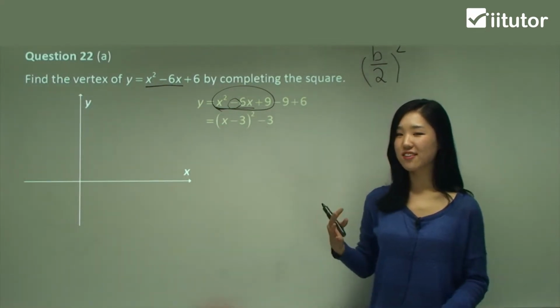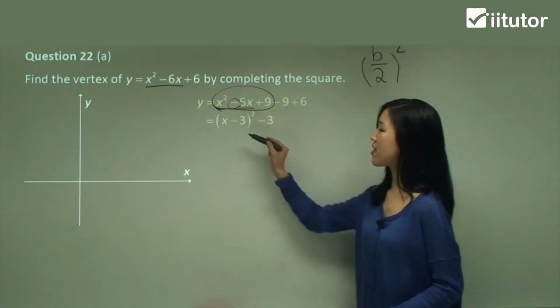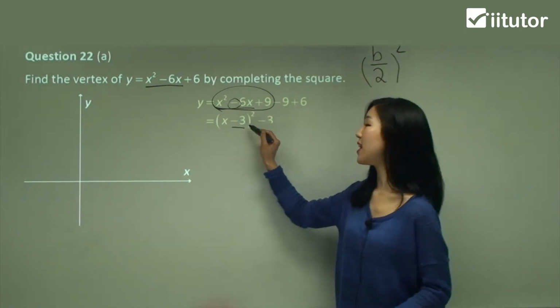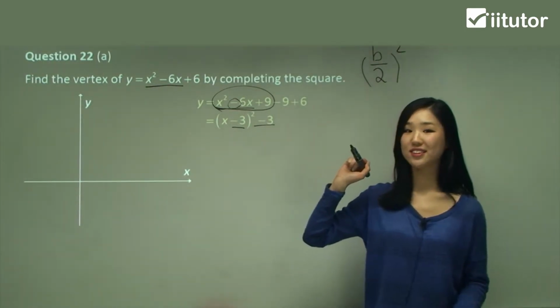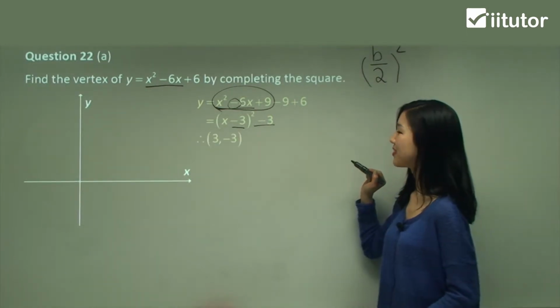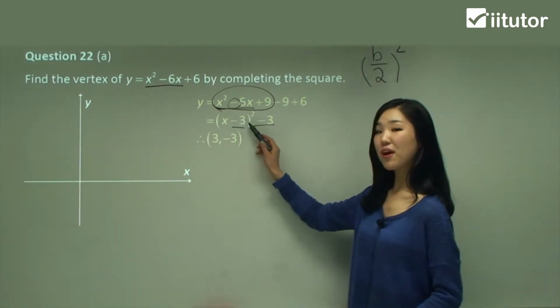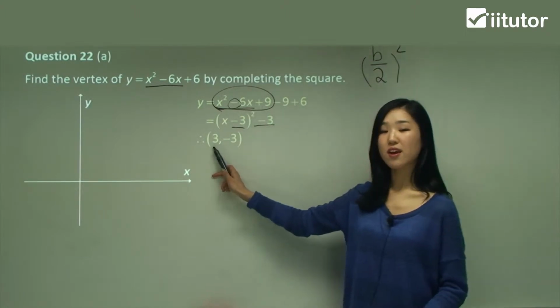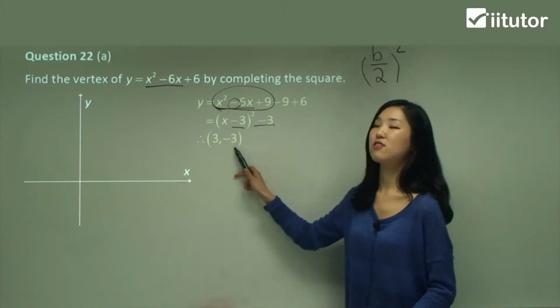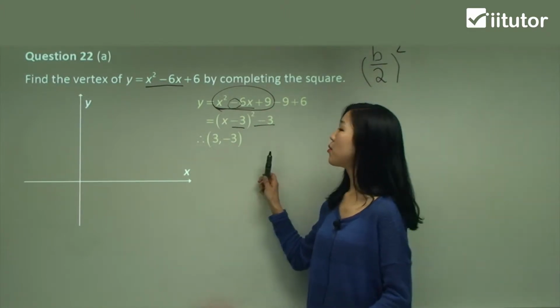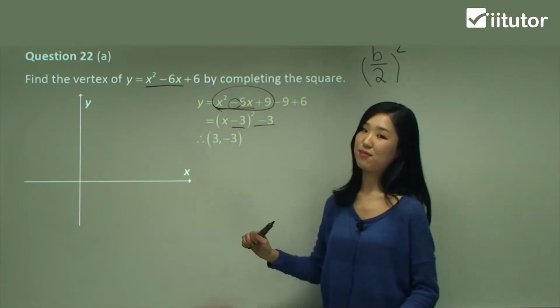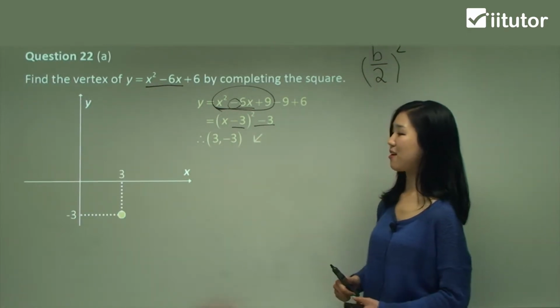So guys, you can tell me the vertex. You look at this to find the x coordinate and this to find the y coordinate. So what is it going to be? Because it's -3, the x becomes +3. And because it's -3, it goes into the y coordinate as it is. So the coordinates of the vertex is 3, -3. Okay, so just plot that in and that will be your answer.